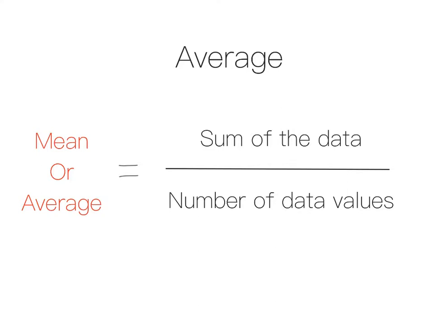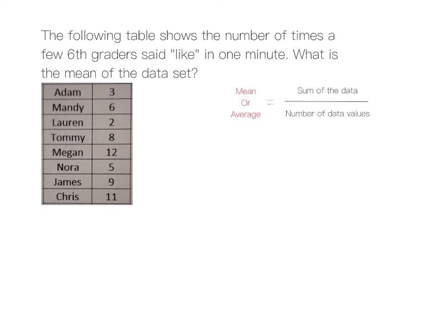Okay, so let's get into this. The following table shows the number of times that a few 6th graders said "like" in 1 minute. What is the mean of that data set? Adam said it 3 times, Mandy 6, Lauren 2. You can read the rest.